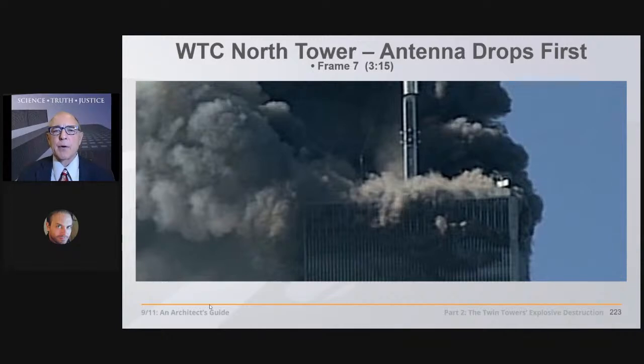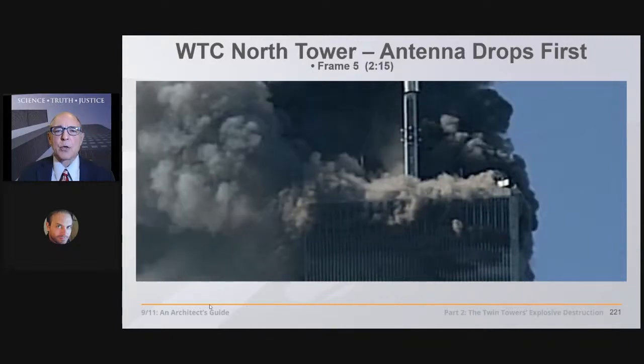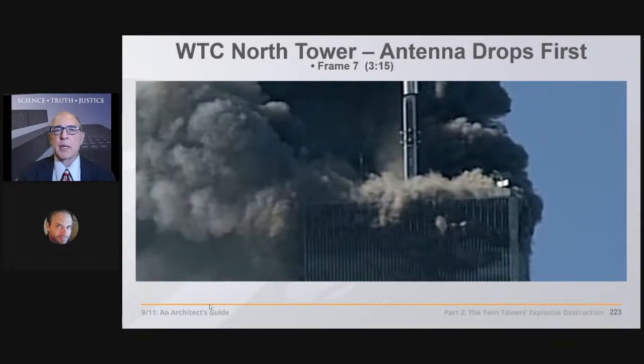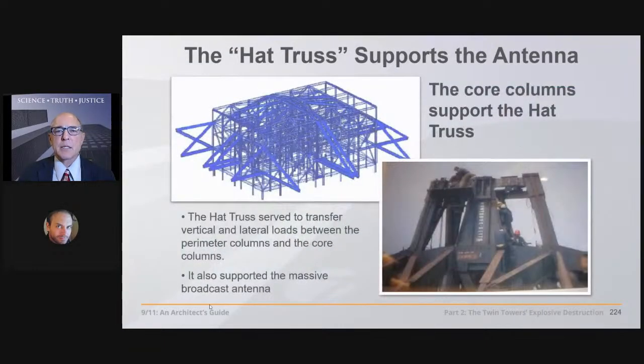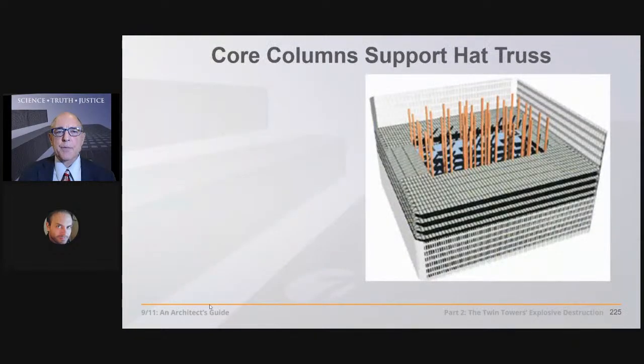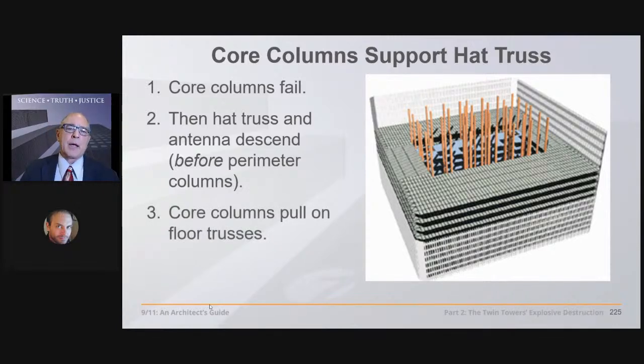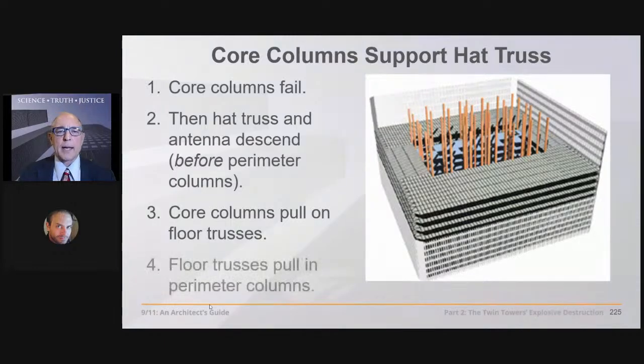Look at the top line of the photograph as we go back to, forward to, back to, forward to, before there's any downward movement of the parapet of this building, the top of the building. Well, what does the antenna sit on? It sits on the hat truss. What does the hat truss sit on? It sits on the core columns. So the core columns must be failing first, which proves the theory of FEMA, which NIST ignored and came up with their own theory because it didn't support their column collapse, their column initiation of collapse theory.